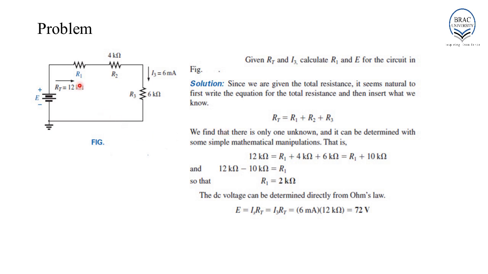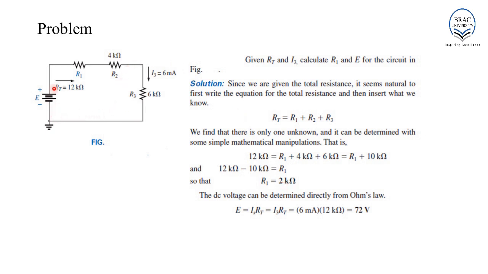At first, let us determine the value of R1. We know that R1, R2 and R3 are connected in series. Therefore, RT equals R1 plus R2 plus R3. If we substitute the values of R2, R3 and RT in this equation, then we can determine the value of R1, which is 2 kilo ohm.